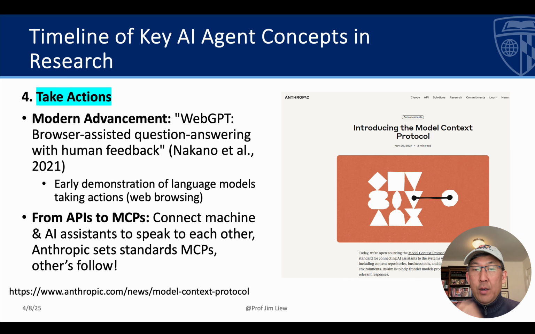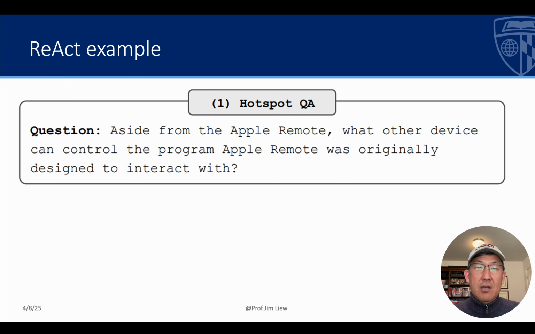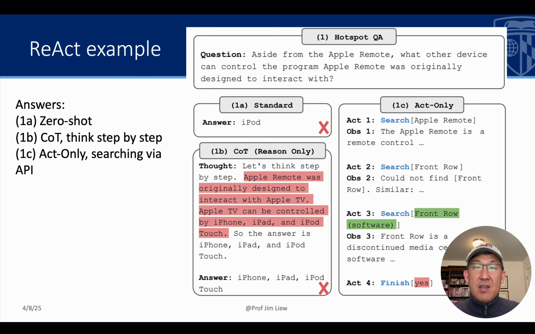Here's an example of reason and react. Aside from the Apple remote, what other device can control the program Apple remote was originally designed to interact with? And I don't know the answer to this. I'm not that versed in Apple products, but if you just asked it, the standard answer would be an iPod, and that's not the right answer.